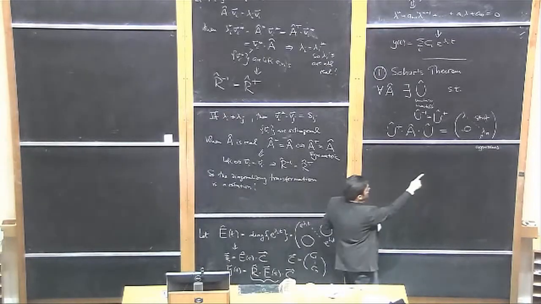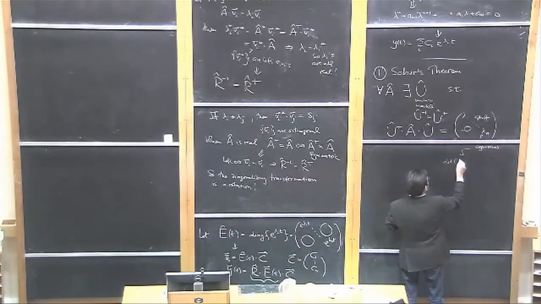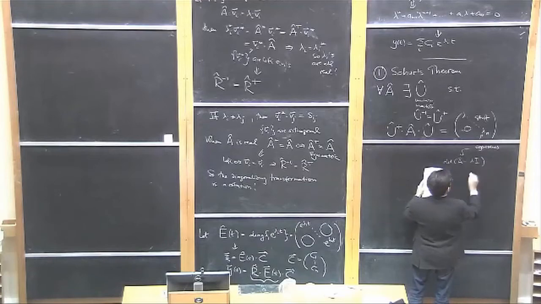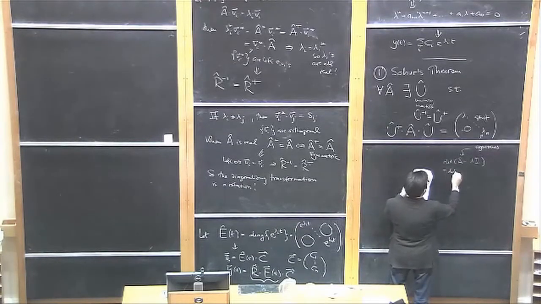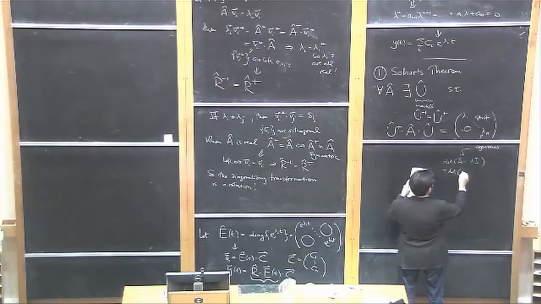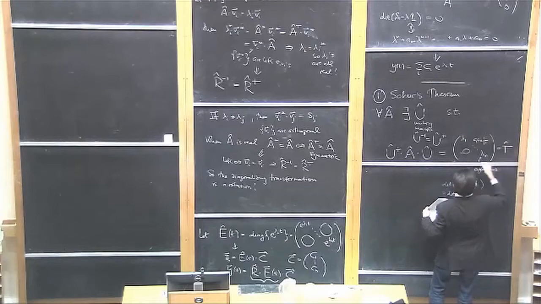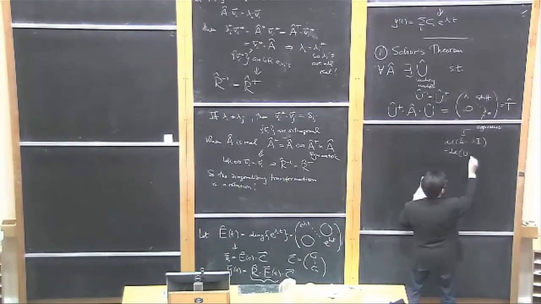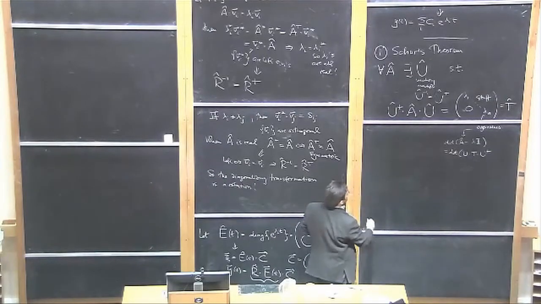Well, first of all, how do I prove that they're eigenvalues? So, determinant of A minus lambda I. Let's calculate determinant of A minus lambda I. Let me call this matrix T. So that's determinant of u dot T dot u dagger, right?